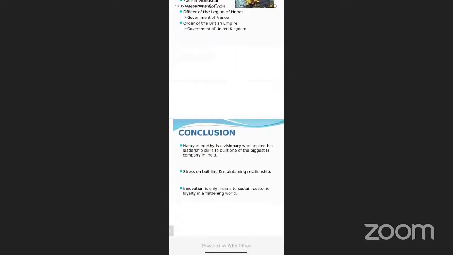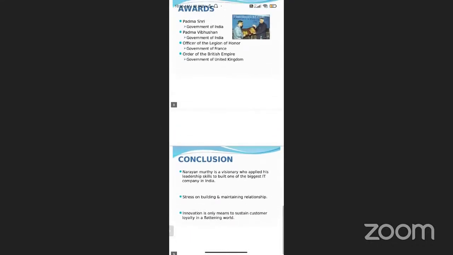And we look at some conclusions. We conclude that Narayan Murthy is a visionary who applies his leadership skills to build one of the biggest IT companies in India. Stress on building and maintaining relationships. Innovation is the only means to sustain customer loyalty. Thank you, ma'am. That's all.